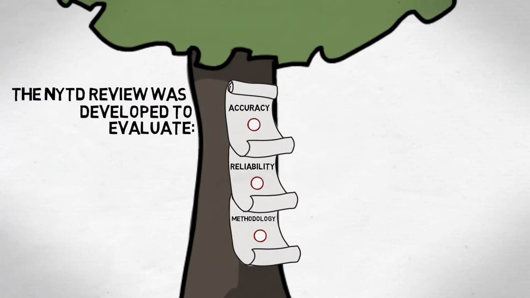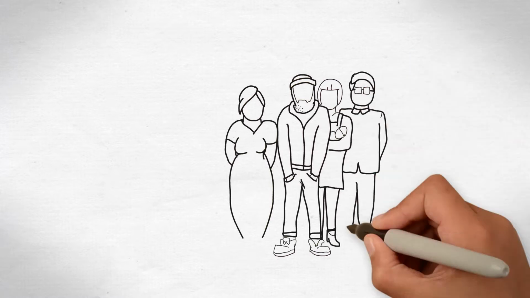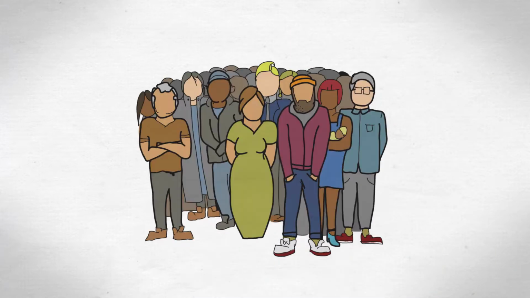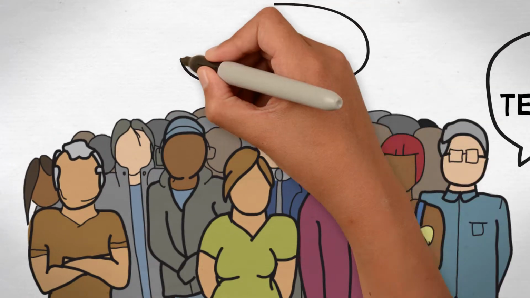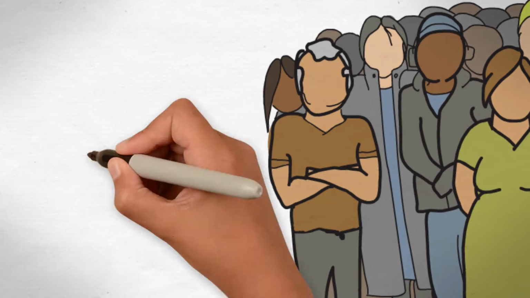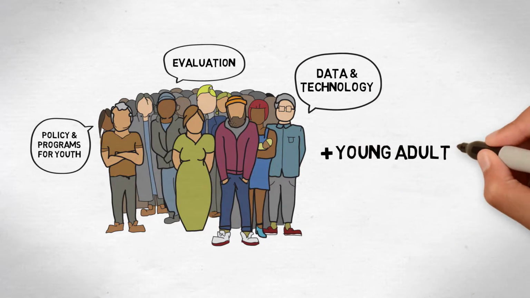The NYTD Review was developed to evaluate the accuracy and reliability of data on youth in transition. Part of this review assesses a state's methodology, or the process it uses for collecting and reporting NYTD data, consistent with federal requirements. The review is completed by a team of state and federal reviewers with backgrounds in data and technology, evaluation, and policy and programs for youth. Young adults also participate on both the state and federal teams.